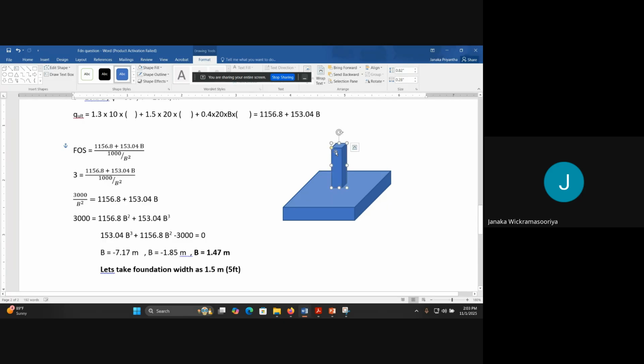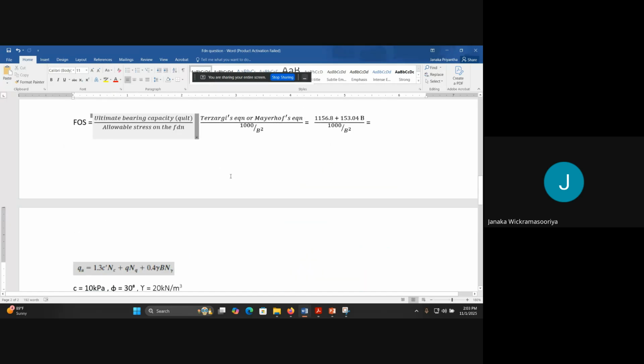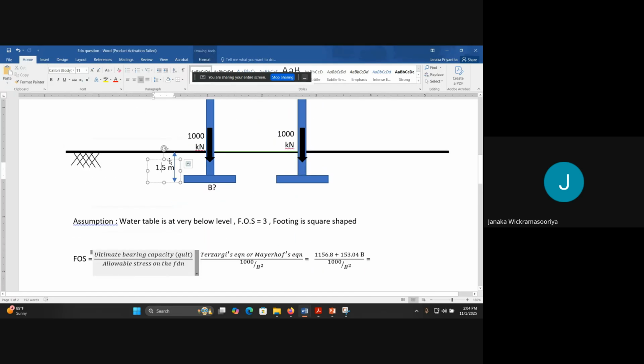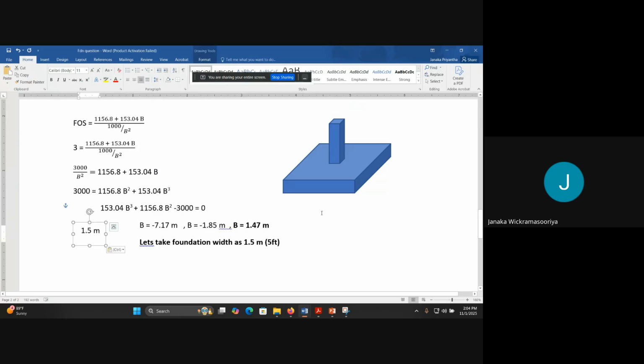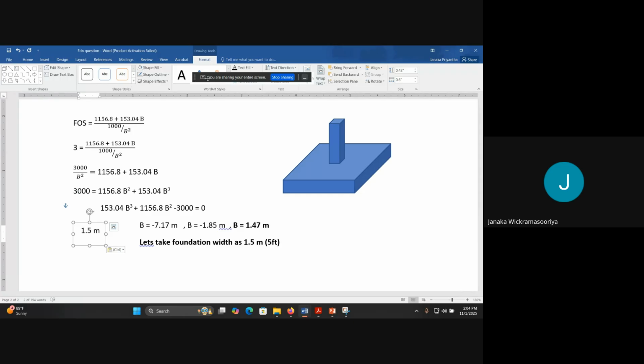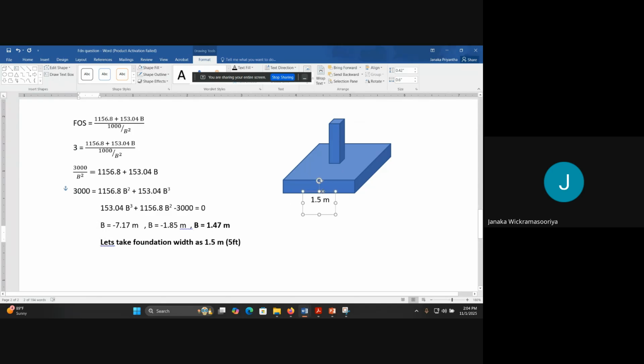The column footing will be something like this with the dimensions. Since it is a square one, this side it will be 1.5 meters and this side also 1.5 meters. You can just have a slightly higher value than this. Any questions?